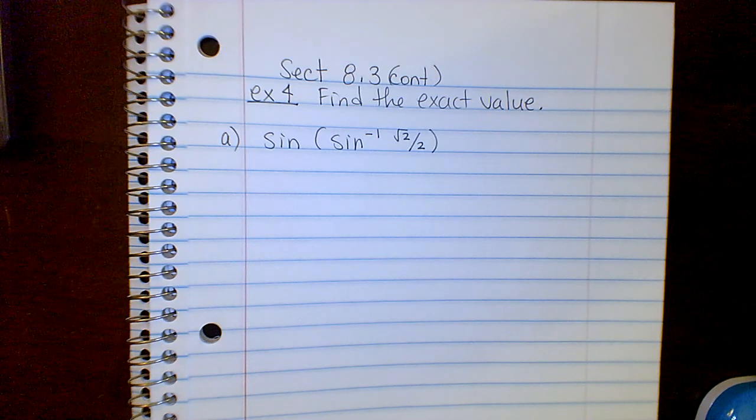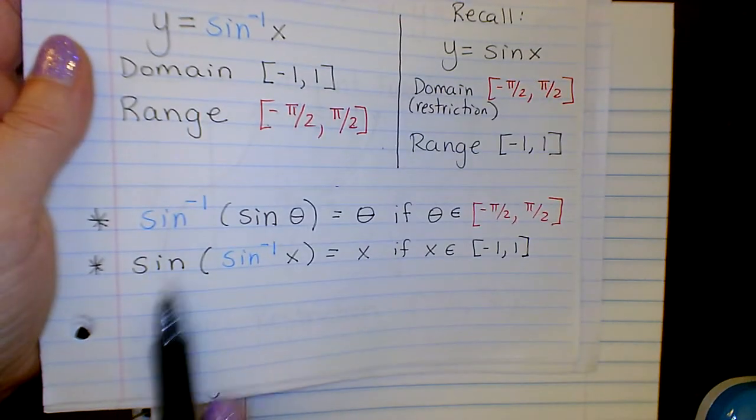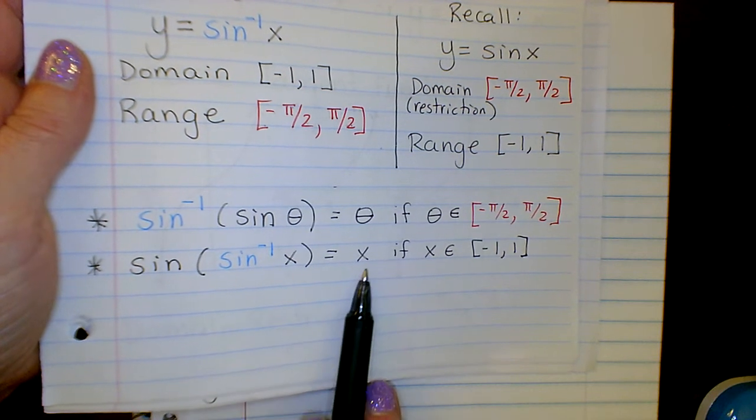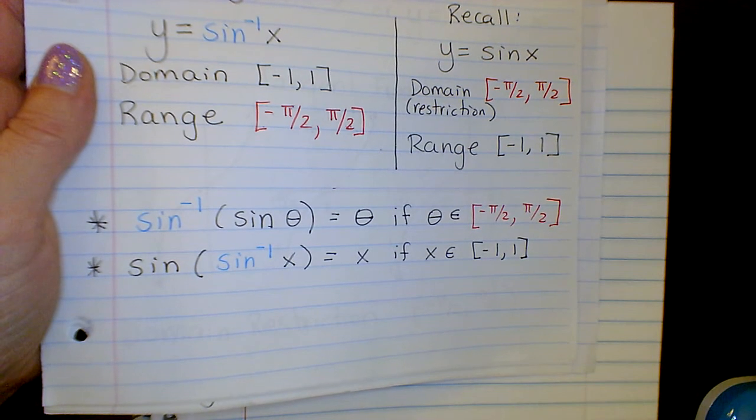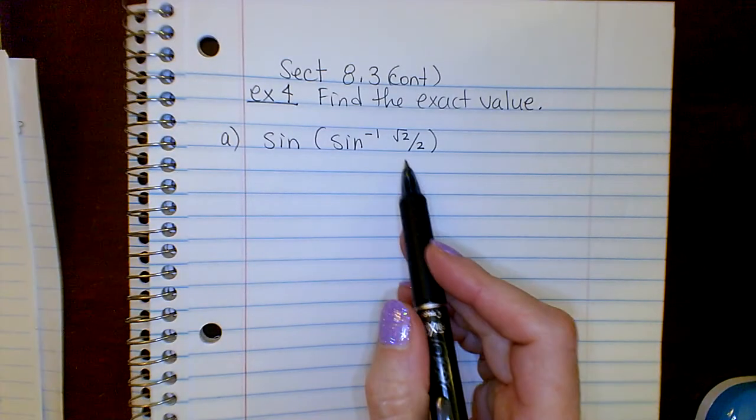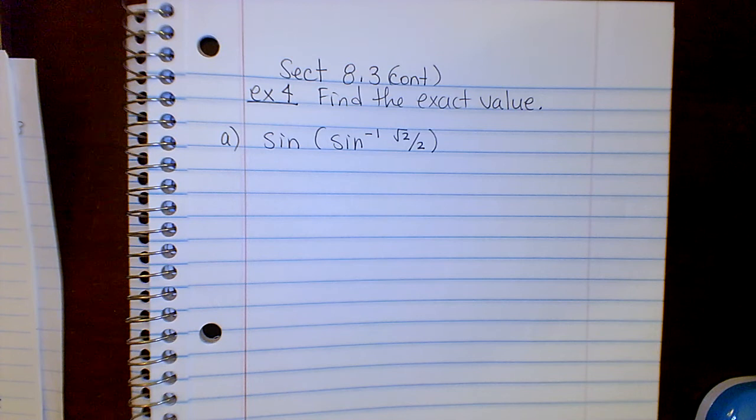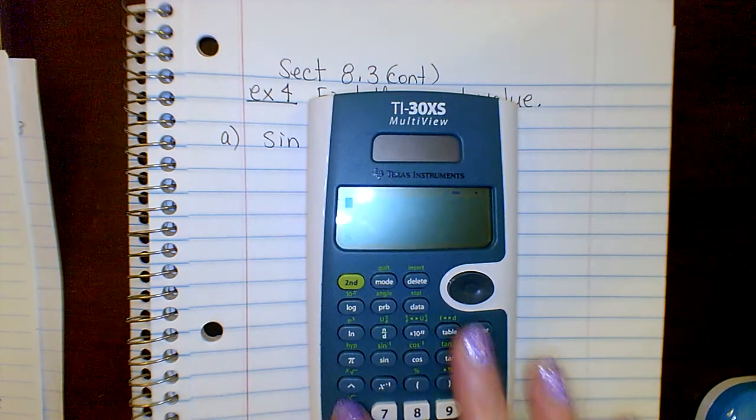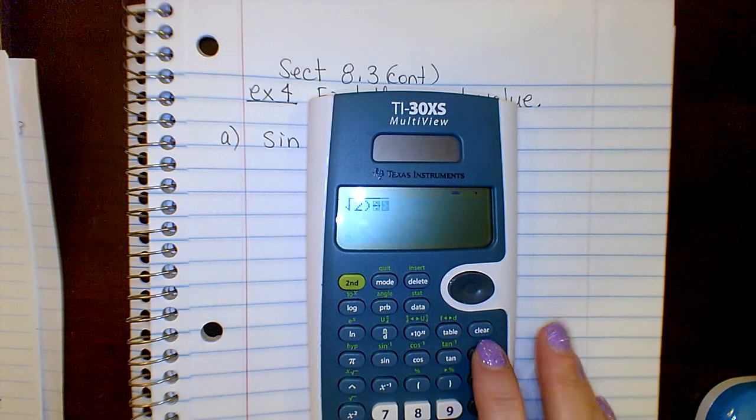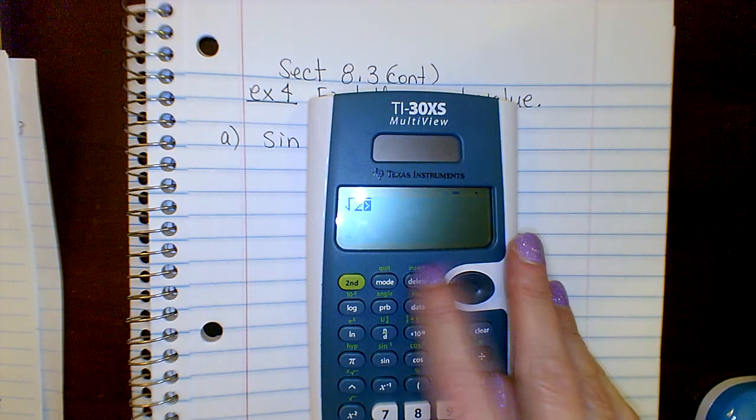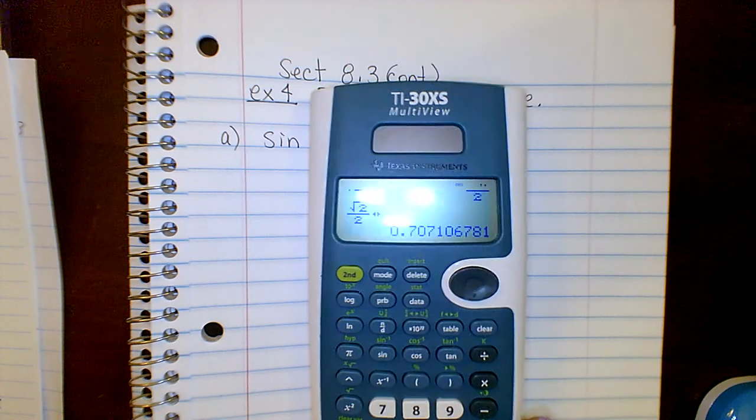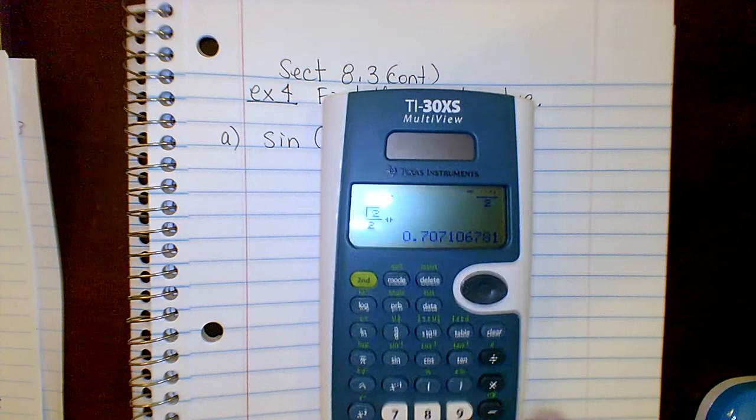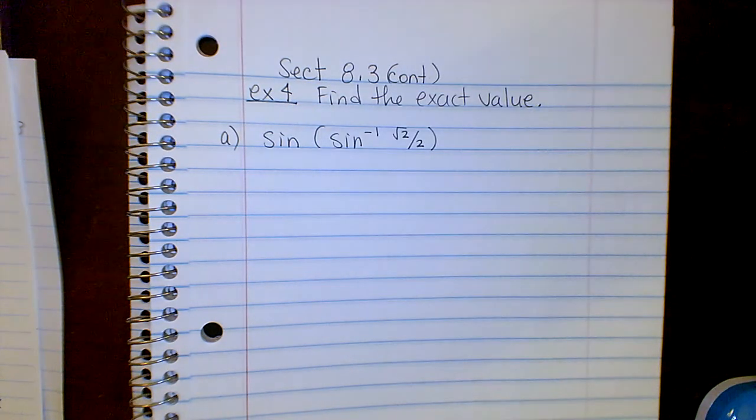So let me flip back here. It was back here where we said the sine of the inverse sine of x is x only when x is between -1 and 1. Well, root 2 over 2, what does that end up being? Is that between -1 and 1? Let's see, shall we? So let's do root 2 divided by 2. That gives me about 0.707. Okay, so that is between -1 and 1.